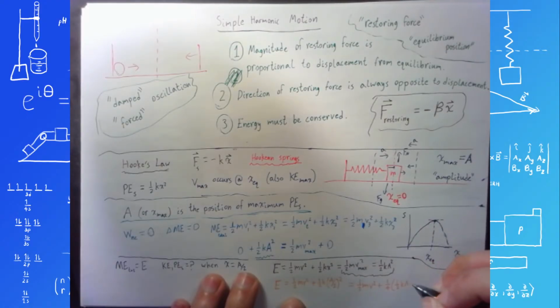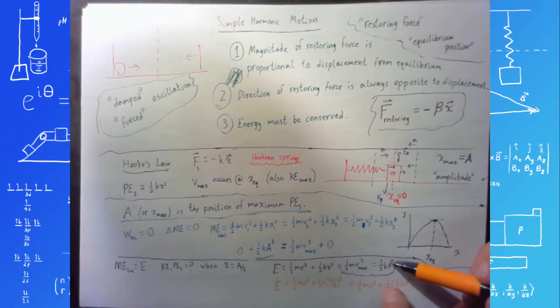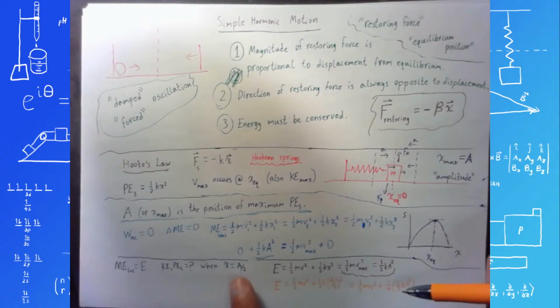There's a reason why I'm not multiplying the 1/4 and the 1/2 to get a 1/8. And the reason is because 1/2 Ka squared, what is that? That's equal to the total energy. So what we're really supposed to discover here is that when x is equal to a over 2, the potential energy is just 1/4 of the total, whatever that total may be.